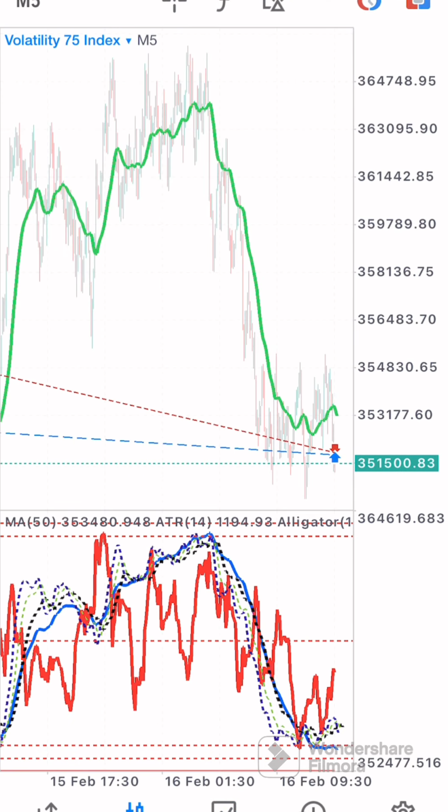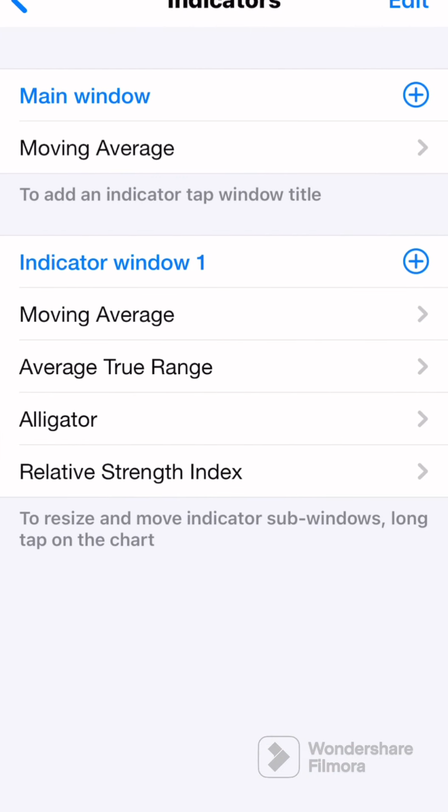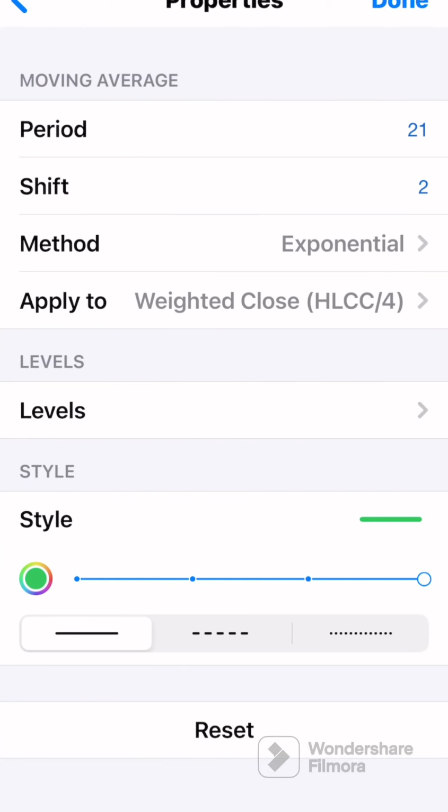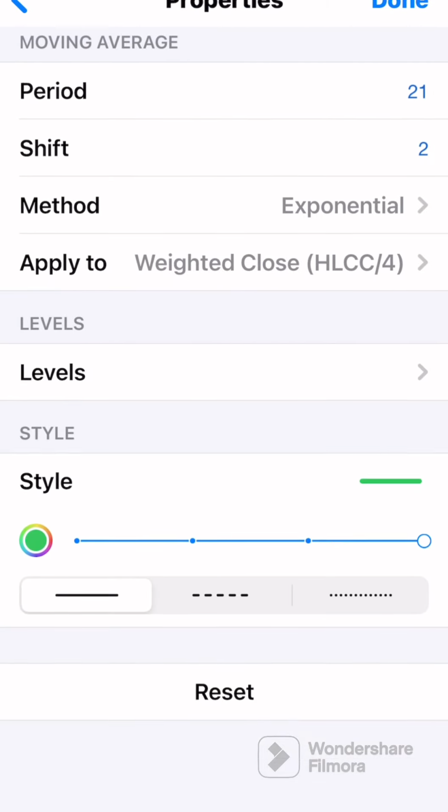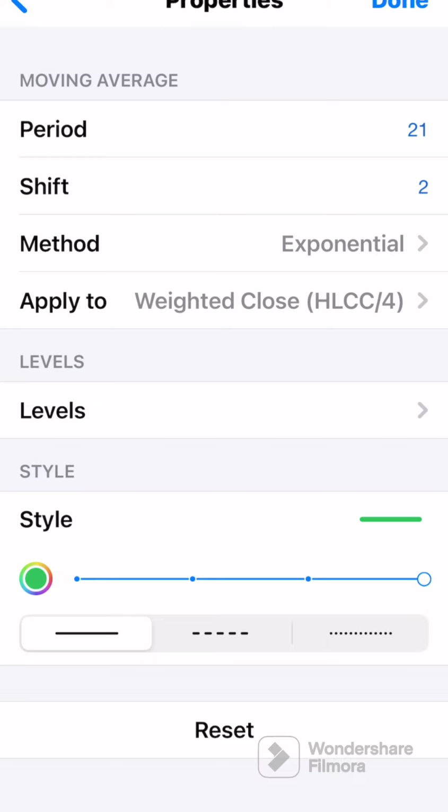On the main window indicator, we have moving average, period 21, shift 2, method exponential, applied to weighted close HLCC/4, no levels, and style green. So that is it for the first moving average on the main window indicator. You can screenshot it so that you can have the full settings.